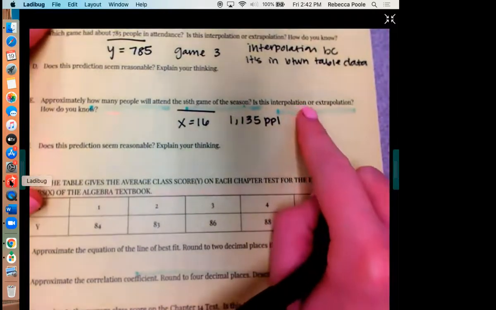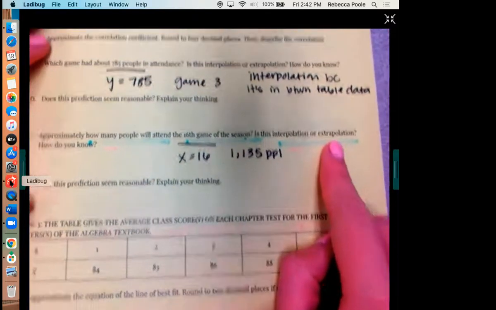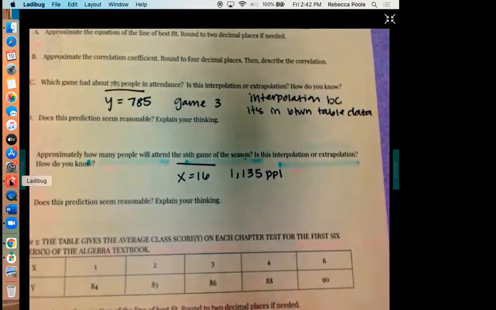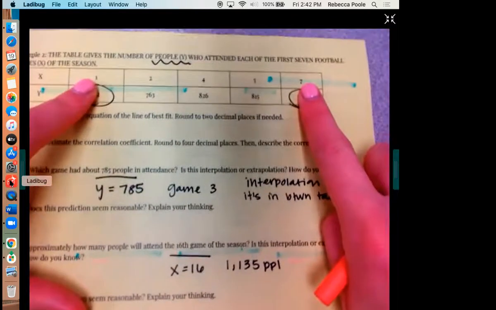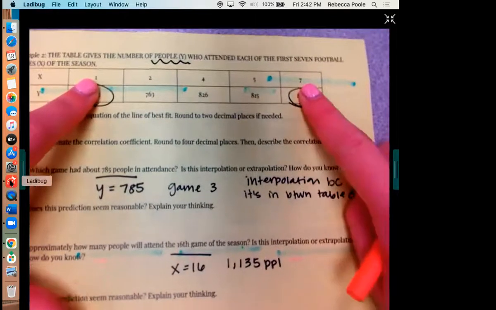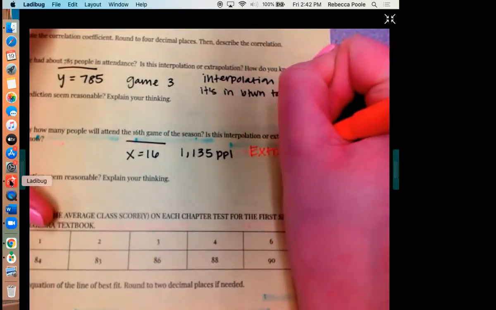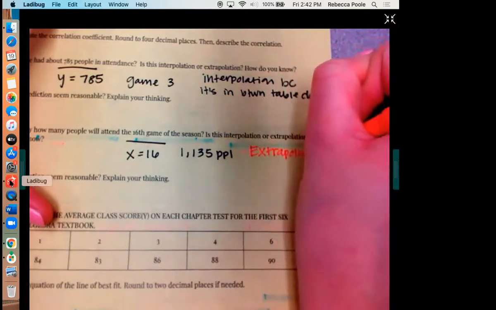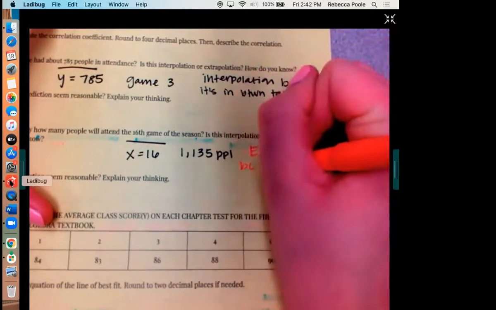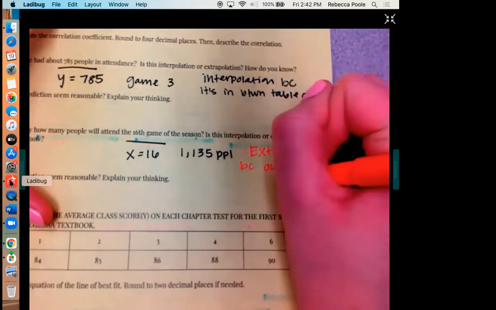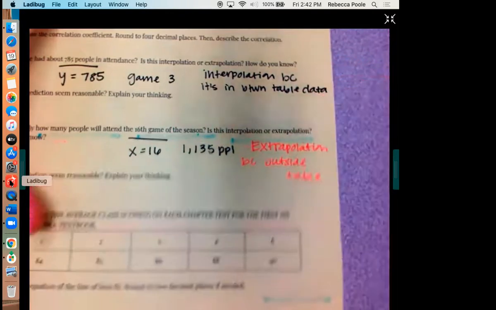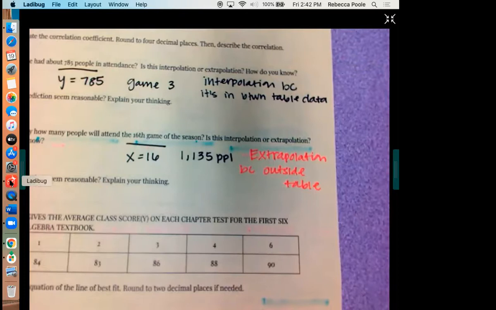is this interpolation or extrapolation? Let's go look in our table. Is 16 in between the X's in my table? No. So if it's not in between them, which one is it? Extrapolation. Good. Extrapolation, because, are y'all fine if I abbreviate and just say it's outside of the table? Y'all are okay with that?